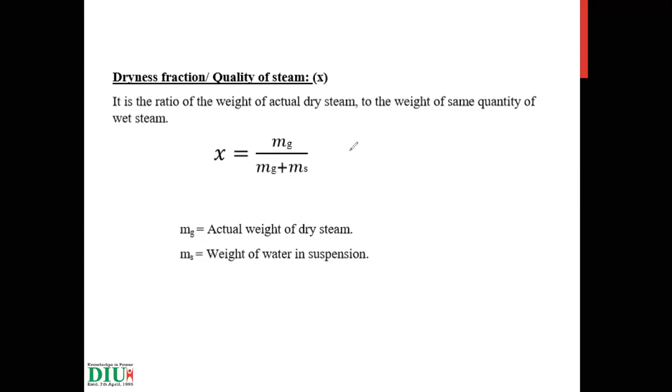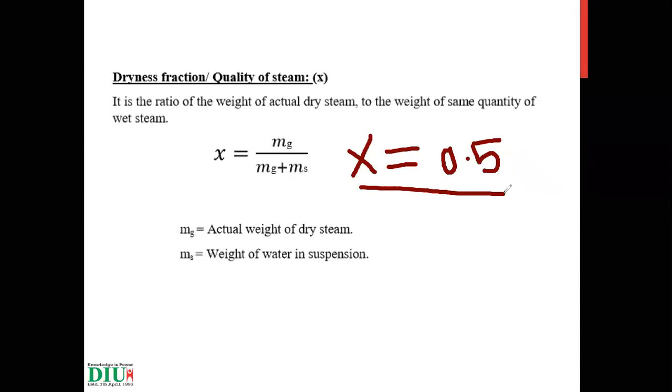Suppose the dryness fraction is defined as x, and x is given as 0.5. We are defining this from the result. So suppose the dryness fraction is x equals 0.5. What does it mean? It means that 50% of your water has converted into steam.